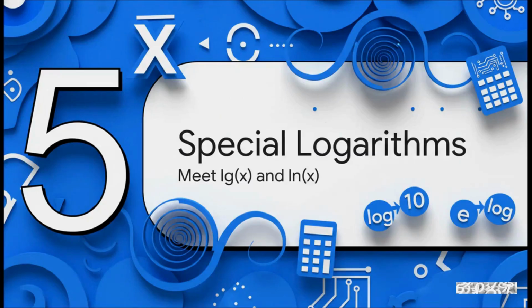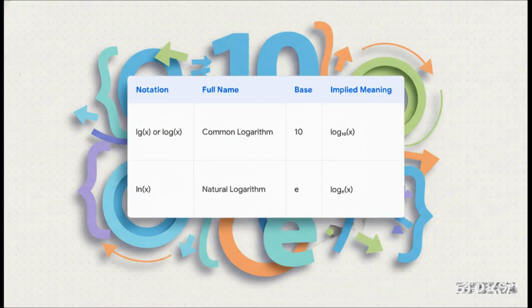All right, next up, there are 2 special celebrity logarithms that you're going to see all the time. They have their own special names and notations. First, there's the common log. You'll see it written as lg of x, or sometimes just log of x with no little number at the bottom. Whenever you see that, it automatically means it's a base of 10. The other one is the natural log, written as ln of x. This one has a special base called e. Don't worry too much about what e is right now. Just think of it as a super important number in math, kind of like pi.